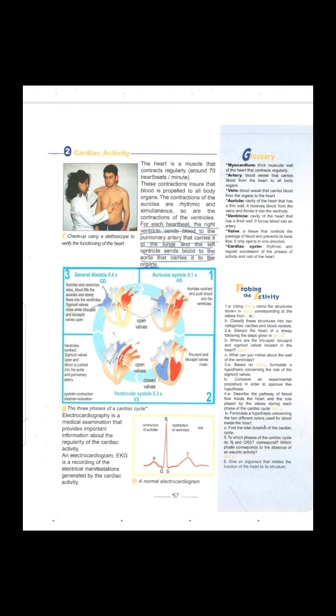For each heartbeat, the right ventricle sends blood to the pulmonary arteries that carry it to the lungs, and the left ventricle sends blood to the aorta that carries it to the organs. So what happens with each heartbeat? The right ventricle sends the blood to the pulmonary artery, and the pulmonary artery gives it to the lungs. I have two kinds of organs: all the body organs, and I'll single out the lungs. What goes to the lungs is called the pulmonary arteries, and what goes to all the body organs is called the aorta.